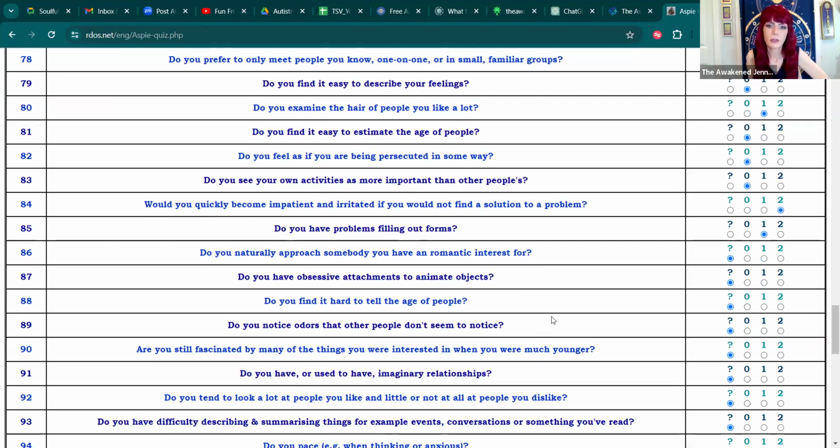Do you naturally approach somebody that you have a romantic interest for? Who does that? No. Naturally? Do you have obsessive attachments to animate objects? I have, yes. Do you find it hard to tell the age of people? Yes. Do you notice odors that other people don't seem to notice?